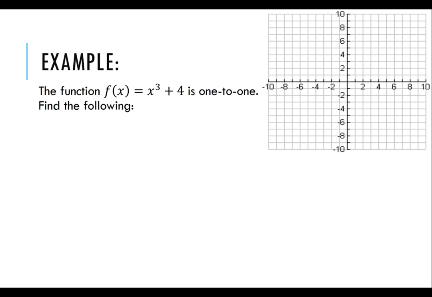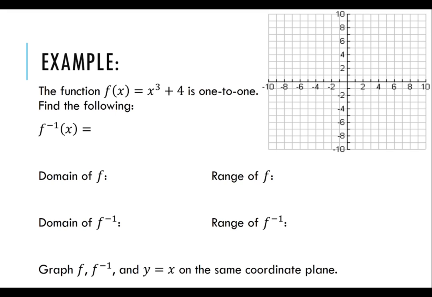We're given that the function x cubed plus 4 is one-to-one. We want to find these pieces of information. It is one-to-one because it's x cubed shifted up by 4. And honestly, if we wanted, we could go ahead and graph this, shifted up by 4.